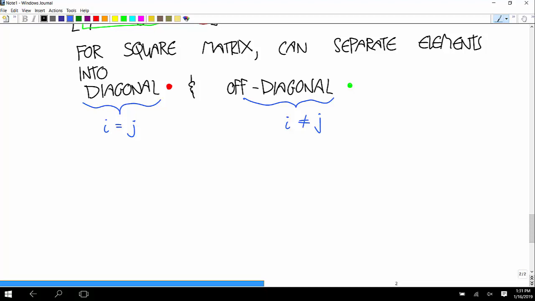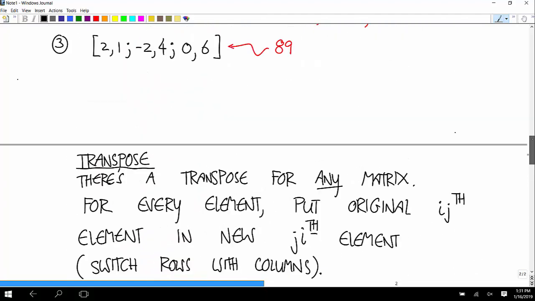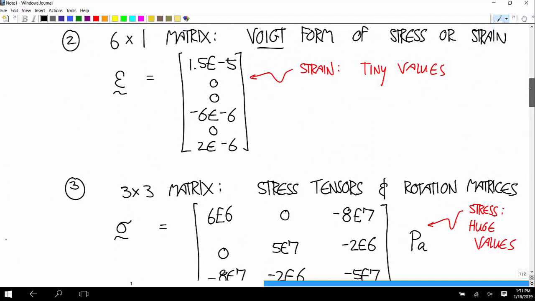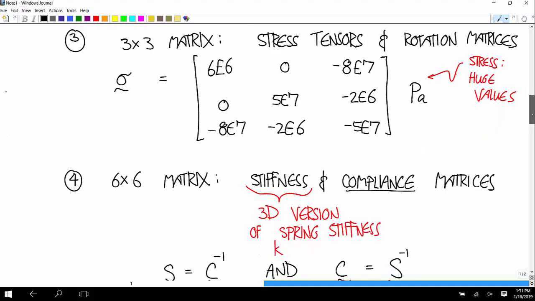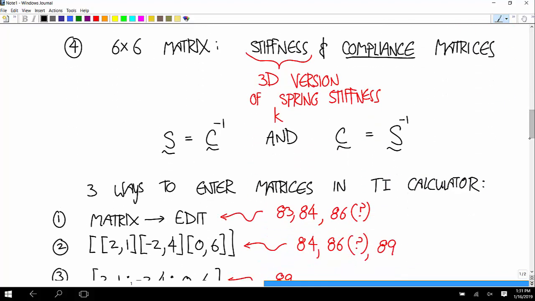Okay, so I gave 4 matrix types that we're going to deal with in this class. Only one of those sizes is square, and that's the one for the stress tensor and rotation matrix. Okay, so stress tensors and rotation matrices are square matrices. The other ones are not. Oh, yep, you're right. The stiffness and compliance are too. Yep.